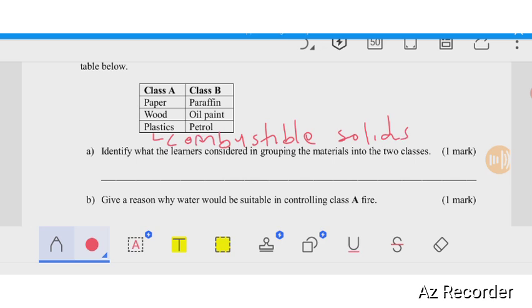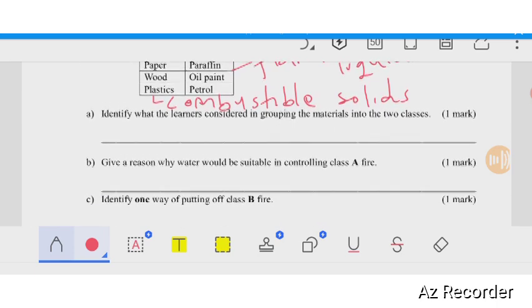They can catch fire easily, but they're solids. Class B, we had paraffin, oil paint, and petrol, which are basically flammable liquids. So let's read the question.